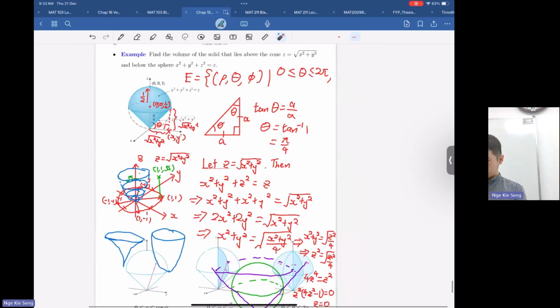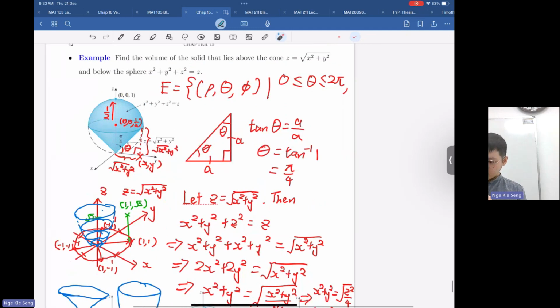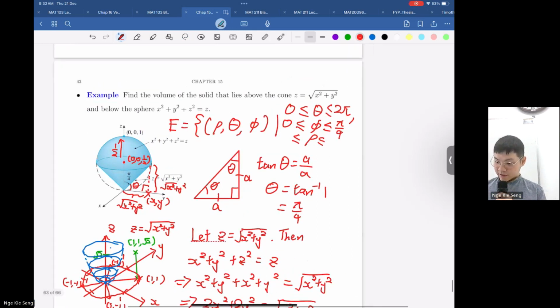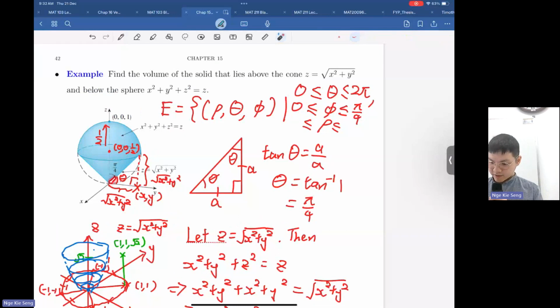Okay, so let's come back here. What's our phi in this case? We have found that the angle is pi over 4, so we're going to integrate from 0 to pi over 4, for the angle from the positive z-axis. How about the radius? How is the radius controlled here? So you integrate all the way from 0 to where? What's this point here? How to find this length?